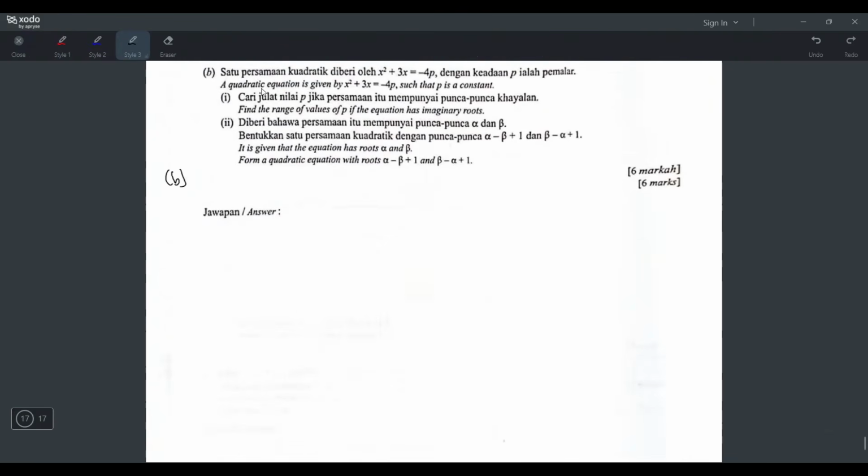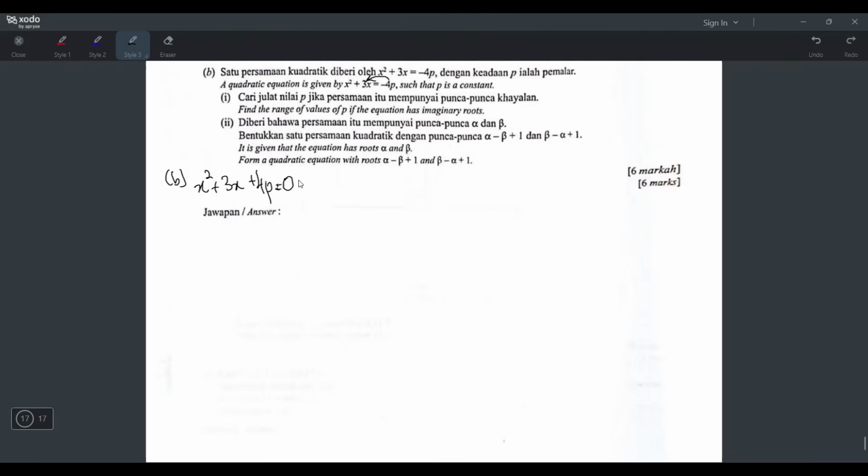Okay, let's do B1. A quadratic equation is given by x squared plus 3x equals to negative 4p. So let's write down this. Okay, I can see it's not in general form. Why not we change it to general form? Yeah, because when we do quadratic, it's always recommended to write the equation in general form. And I can see I can just change to general form easily. Just move it over to become plus 4p equals 0.